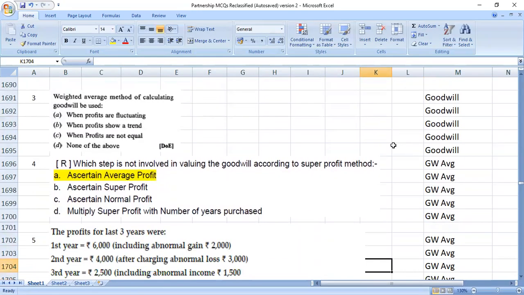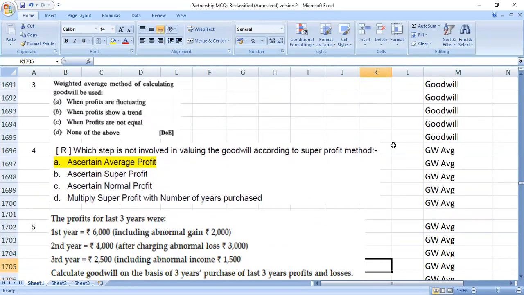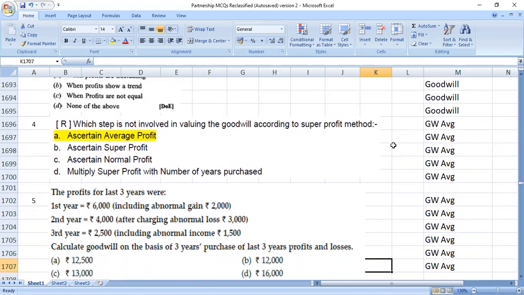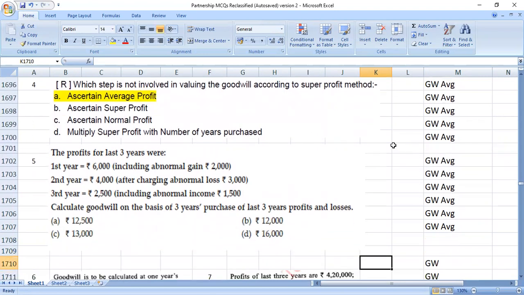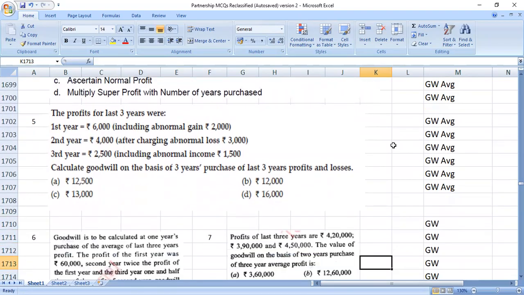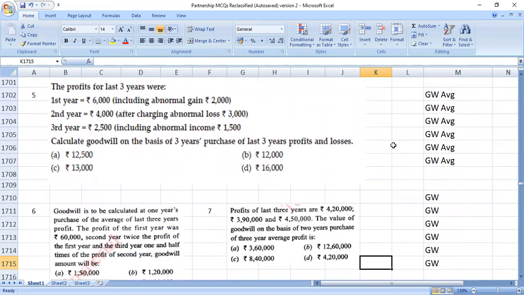Weighted average method of calculating goodwill has to be used when the profit shows a trend. B for boy. Profits should keep increasing or keep decreasing. Okay. What is the step not involved in valuing goodwill according to super profit? Not a good question. Leave it.